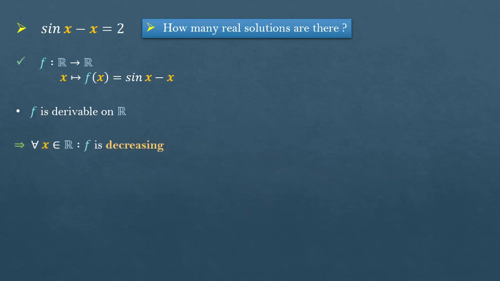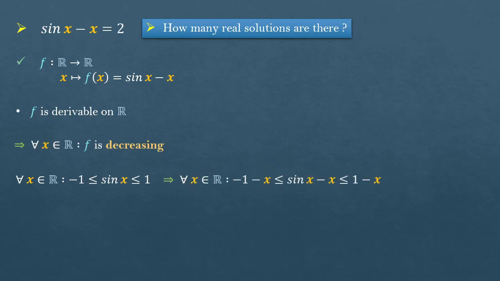Now we will determine the image of the set of the real numbers R by our function f, so we can know if the number 2 is included among the values that sin x minus x can be equal to or not. And for this, we know that for every real value of the variable x, the sine of x is bounded by minus 1 and 1, which means that sin x minus x is bounded by minus 1 minus x and 1 minus x for every real value of the variable x.